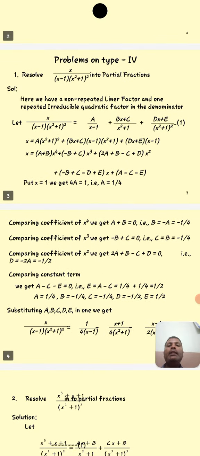Okay, you see here a repeated irreducible quadratic factor. First we see the denominator part. Here the repeated irreducible means we have to write in the format bx plus c by x square plus 1 and also write dx plus e by x square plus 1 whole square. Here x minus 1 is a non-repeated linear factor. Whenever the linear factor is there, we write a by x minus 1, that's enough.